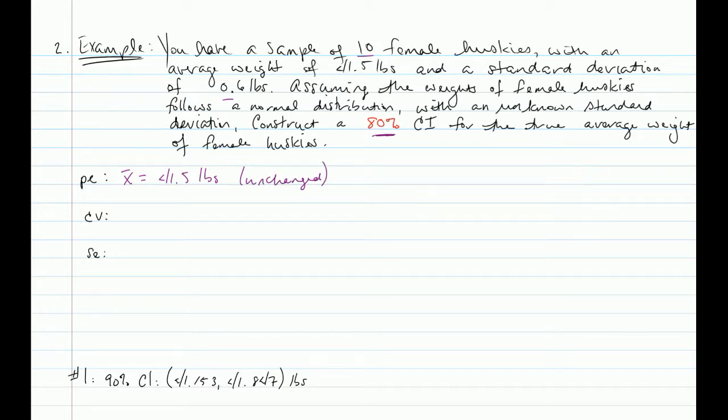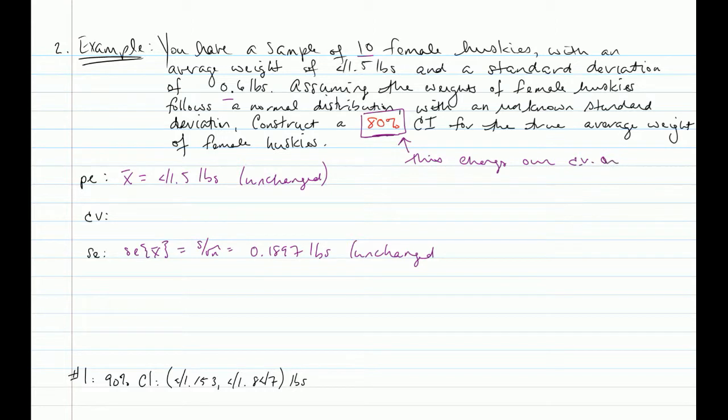And our SE, well, that's unchanged. That's still going to be the standard error of x bar. And because our standard deviation and our sample size are unchanged, that s over the square root of n, that's still going to be 0.1897 pounds. That's unchanged. So by changing the confidence level, the only thing that changes is our critical value, which is nice. We don't have to do too much extra work.